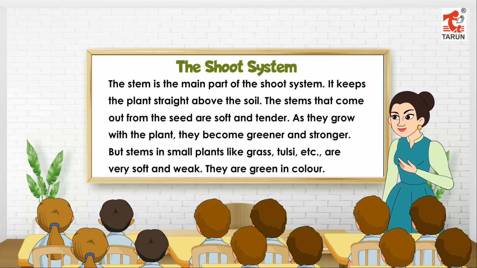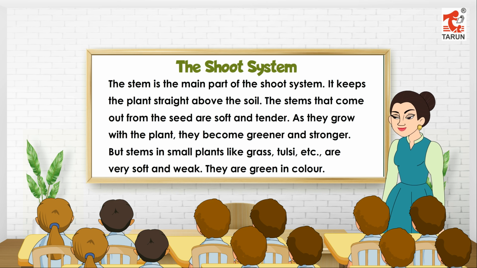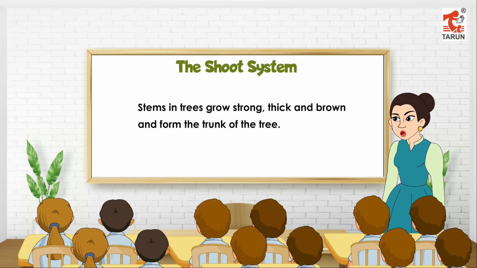The shoot system. The stem is the main part of the shoot system. It keeps the plant straight above the soil. The stems that come out from the seed are soft and tender. As they grow with the plant, they become greener and stronger. But stems in small plants like grass, tulsi, etc., are very soft and weak. They are green in color. Stems in trees grow strong, thick and brown and form the trunk of the tree.